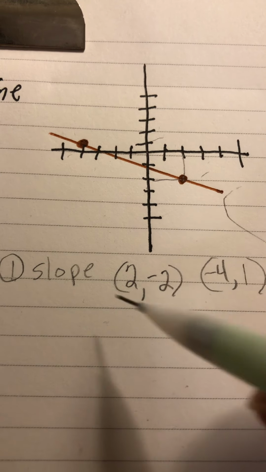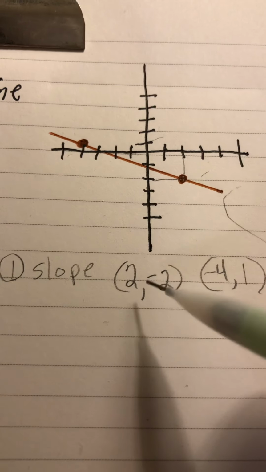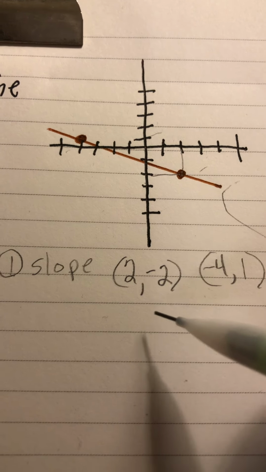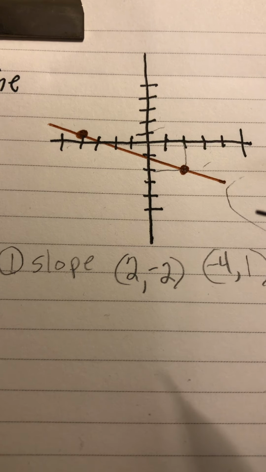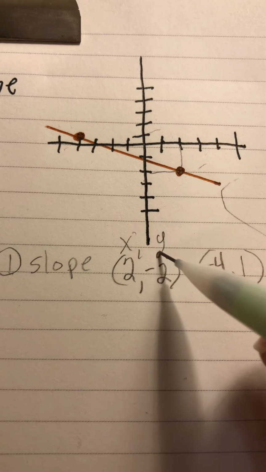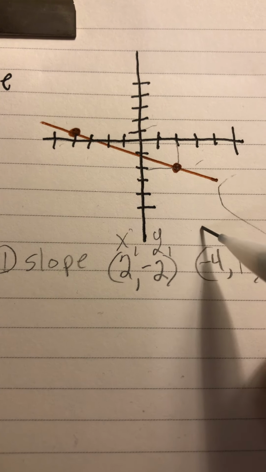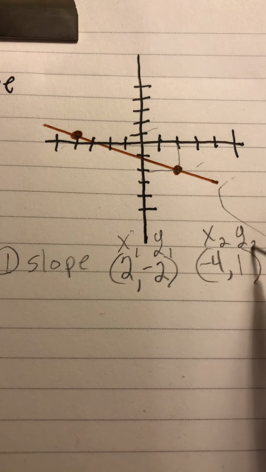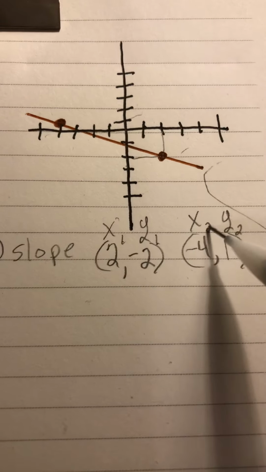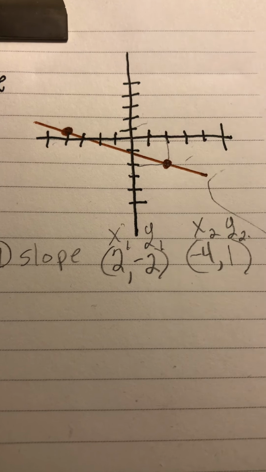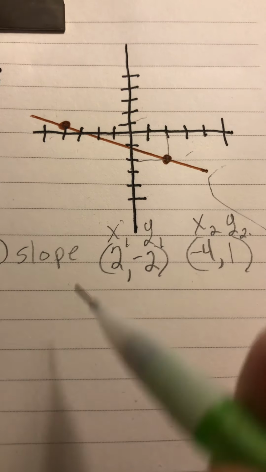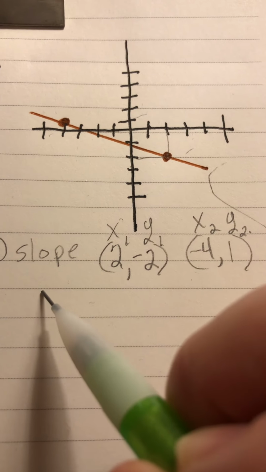And to make the slope, we have to identify which one is our first set and which one's our second set. And it never matters. Just make a decision. So I'll call this x1 and y1, and this one x2 and y2. And the 1s and the 2s just mean from the first set and from the second set. We could have flopped the other way. That would be fine.